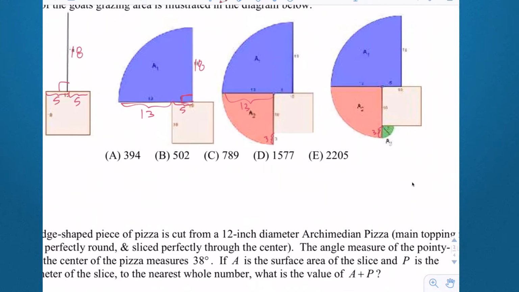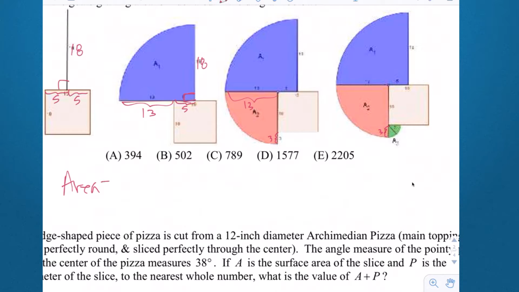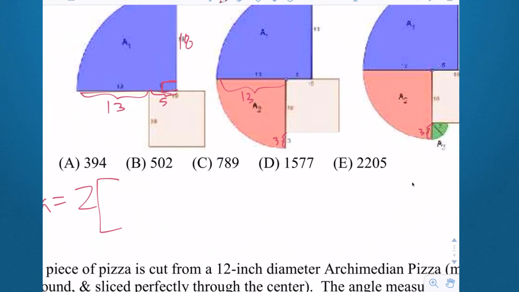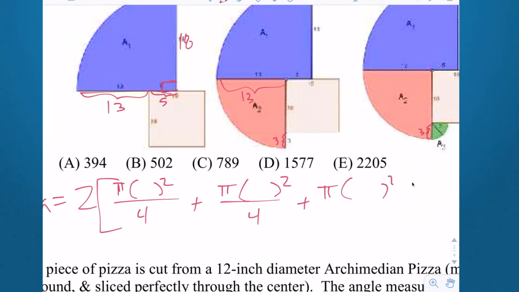So here's the easiest way to do the problem. The total area is going to equal 2 times a big bracket. 2 because I'm going to do it on the other side. And it's just 3 quarter circle calculations. So it's pi r squared divided by 4 plus pi r squared divided by 4 plus pi r squared divided by 4. And again, you could have used the area of a sector, but know that it's 1/2 r squared theta, and theta is pi halves in each one. This is just a little bit easier.